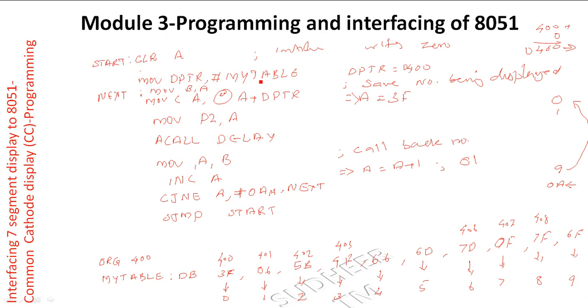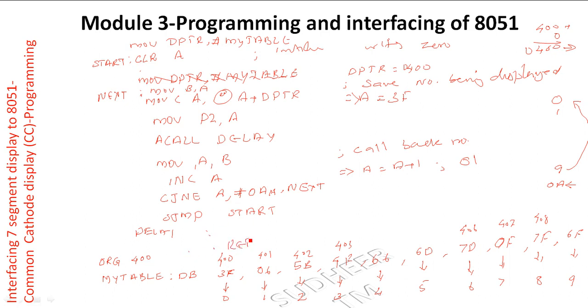Again, it will load with our table, which is at 400. We haven't altered our DPTR anywhere in our program, so we don't want to copy this again and again. So you can keep this instruction at the beginning. So MOV DPTR, #mytable. So what will happen? This will execute one time only. Once our program is over, there is a delay routine here. We will use some registers, R0, R3 or R4, whatever it may be. Then at the end we'll return back.